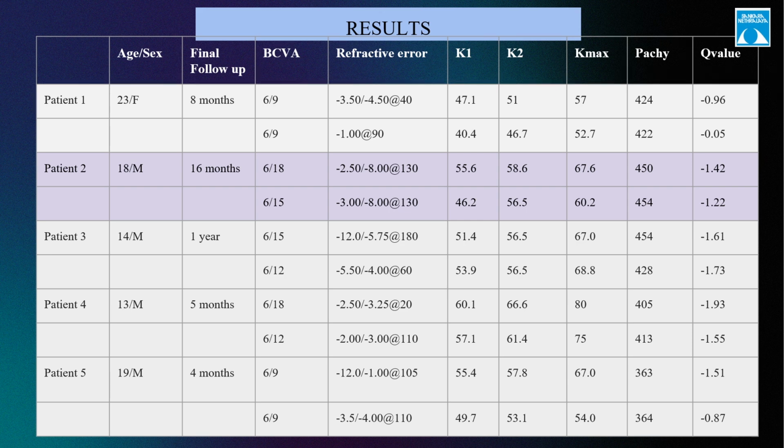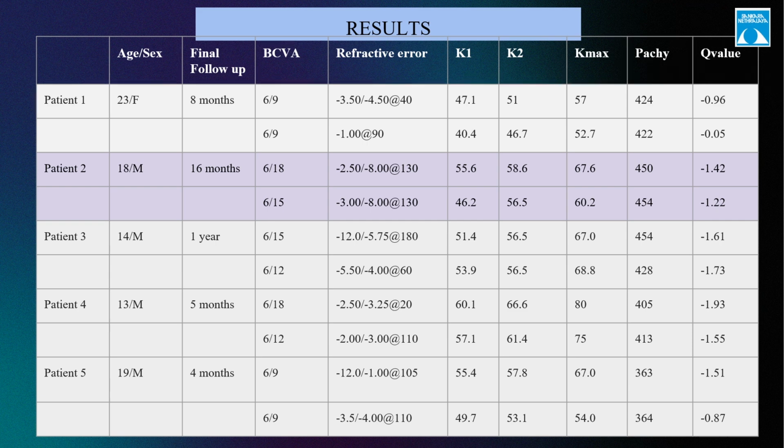For patients 4 and 5, for the fourth patient, the refractive error relatively remained stable. However, the best corrected visual acuity for this patient improved. And for the fifth patient, there was a high change in the refractive error. -12 decreased to -3.5 of sphere, and -1 came to -4 of astigmatism. For this fifth patient, the Q value had stabilized from -1.51 to -0.87.